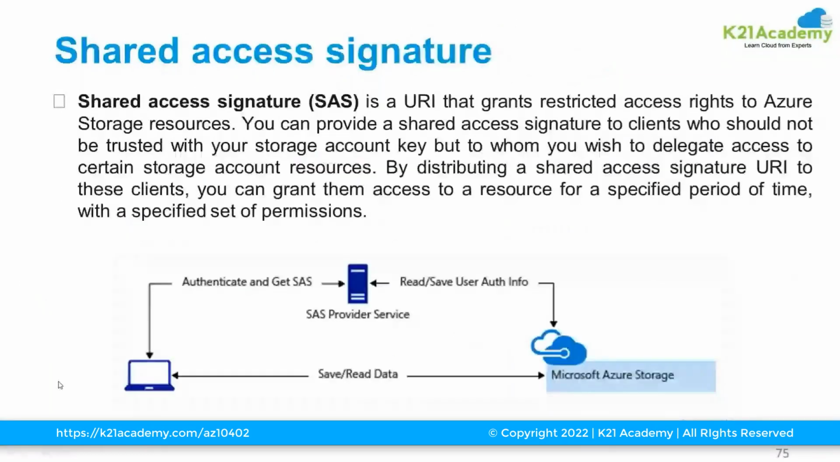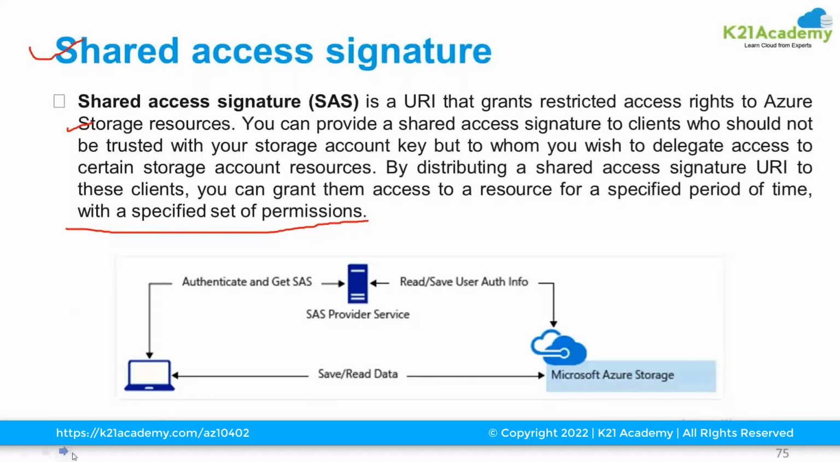A shared access signature is nothing but a URI that grants restricted access rights to Azure storage resources. You can provide a shared access signature to a client who should not be trusted with your storage account key, right? This is where we are protecting our storage account by not sharing the key, but to whom you wish to delegate access to certain storage account resources. By distributing a shared access signature URI to these clients, you can grant them access to a resource for a specified period of time with a specified set of permissions, right? That is what a shared access signature is. I think you guys already know it and remember it, but I just wanted to do a quick recap on that.